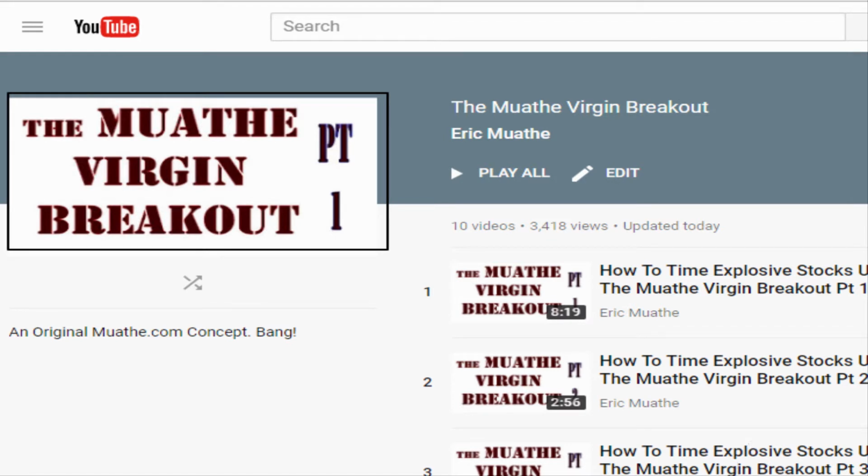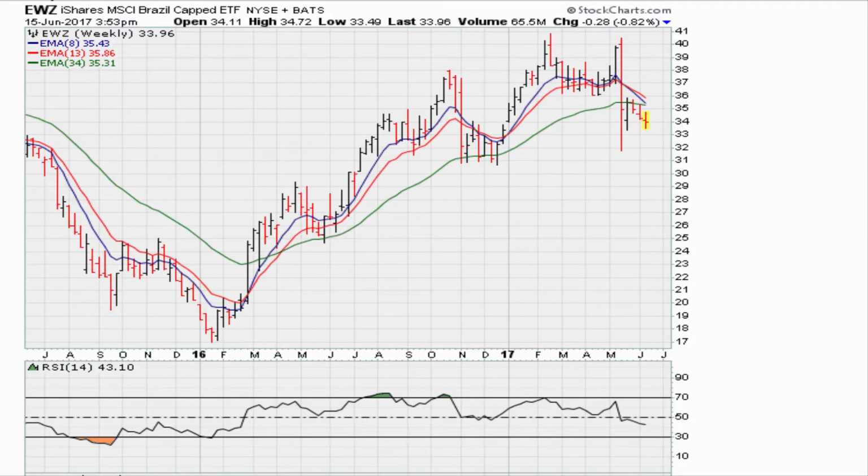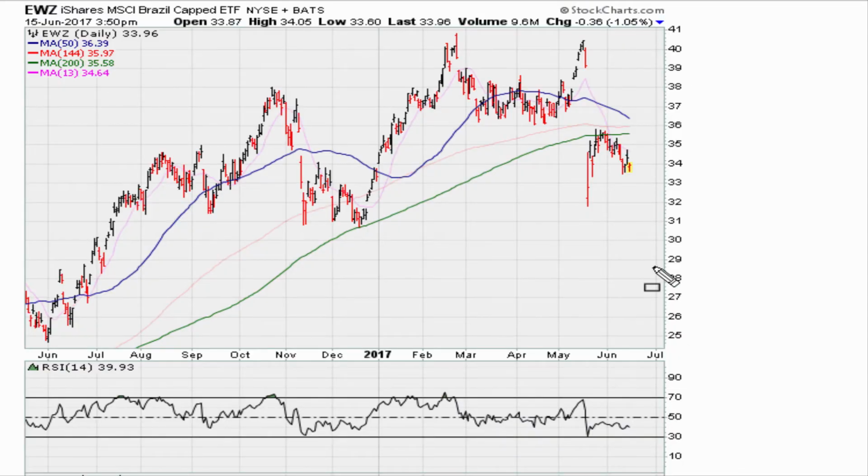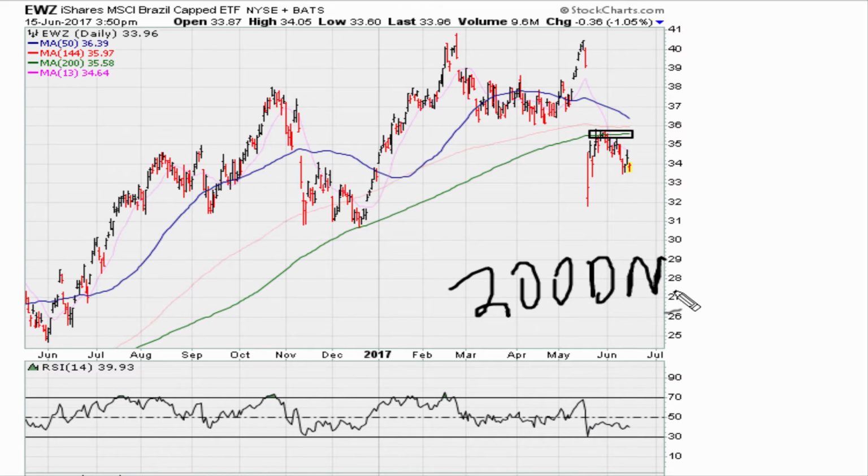Let's take a look at the EWZ current daily chart, and you can see here we have what looks like a flat 50-day moving average, 200-day moving average, which is flat for the most part. We have what looks like a declining 50-day moving average. So let's reason this out.